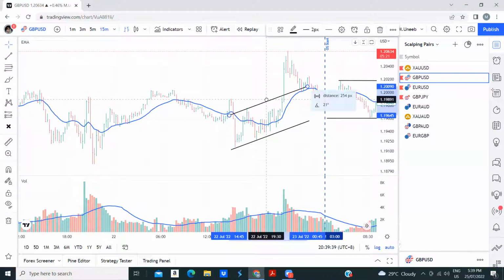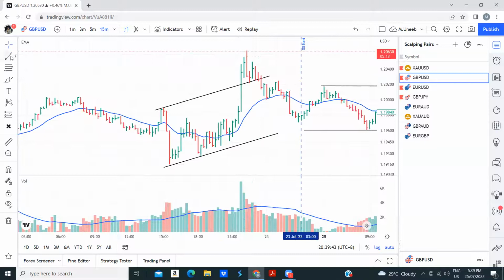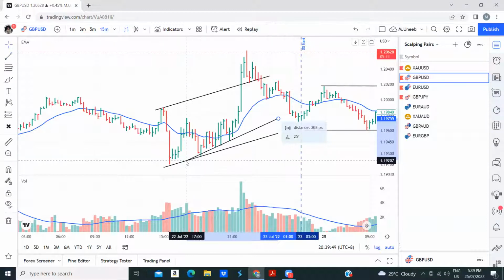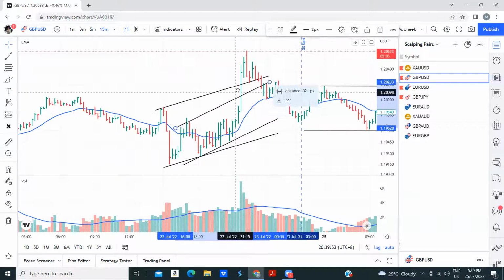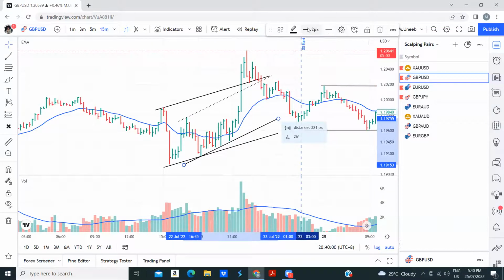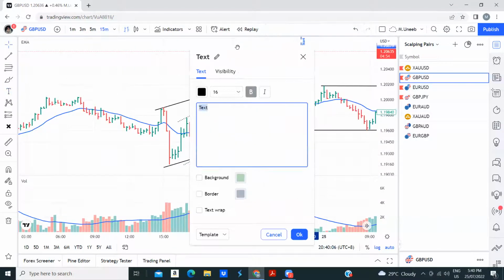The highest point between this one and this one. Or you can also draw by joining this low and this low. I will mark it as a dotted line. All right. So what do you see here? This is distribution, right? So this is buying climax plus overbought.